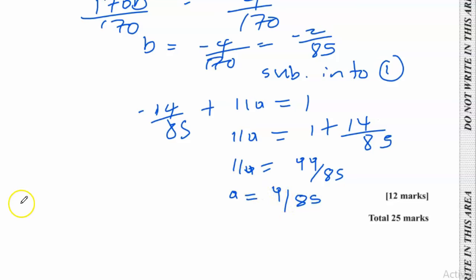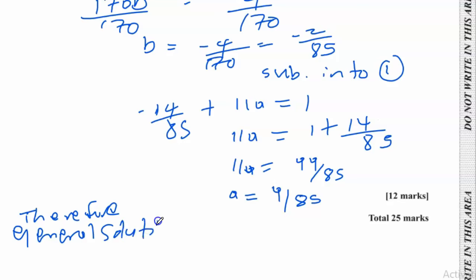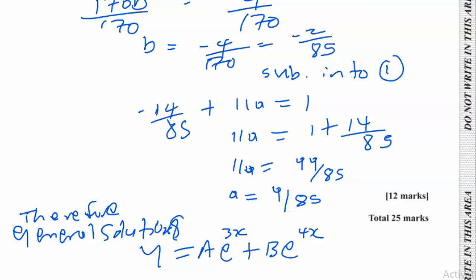So therefore the general solution is the complementary function plus the particular integral. Now the complementary function we found earlier was A e to the 3x plus B e to the 4x, and the particular integral was a sin x plus b cos x. Now a is 9 over 85, so it's 9 over 85 sin x, and b was negative 2 over 85, so negative 2 over 85 cos x. And that's it, we're done.